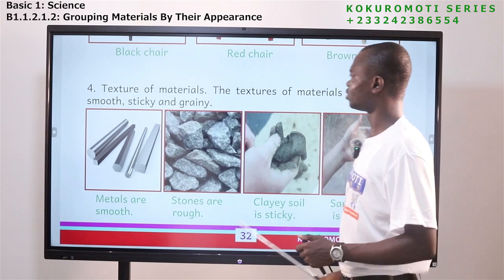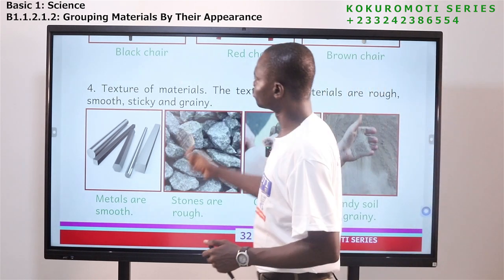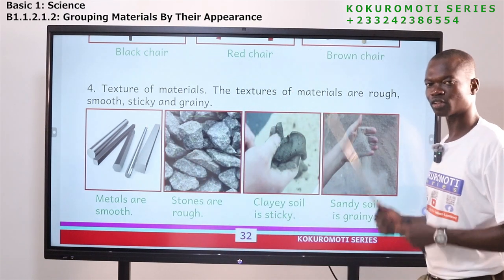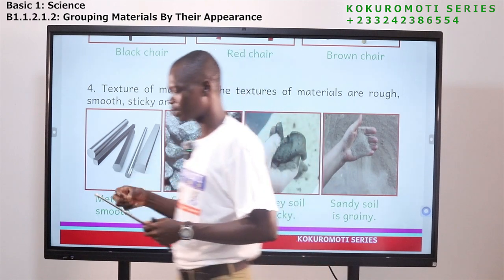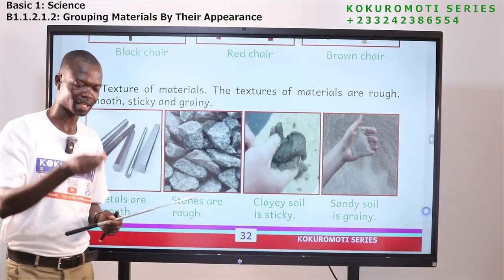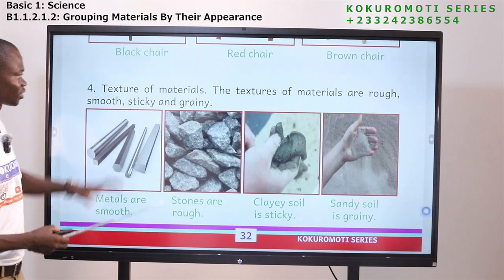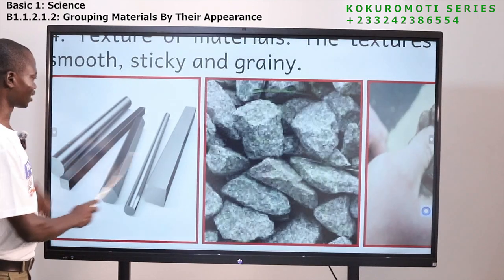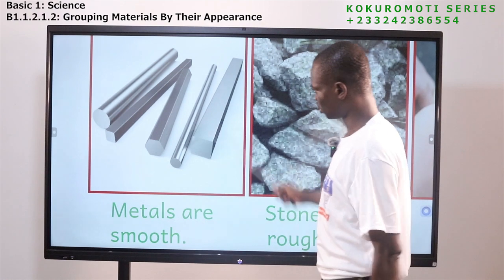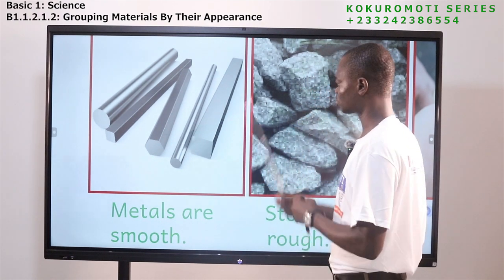Okay, so now let's look at the next one. Texture of materials. The textures of materials are rough, smooth, sticky, and grainy. When you talk of texture, you are able to tell the texture using your hands. You touch it, and how you feel will tell the type of texture that thing has. When you look at this side, we have what? Metals are smooth. So this is a metal. Metals are very smooth. They have smooth surfaces.